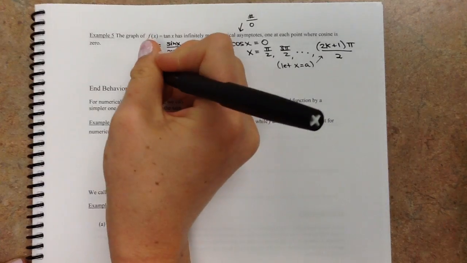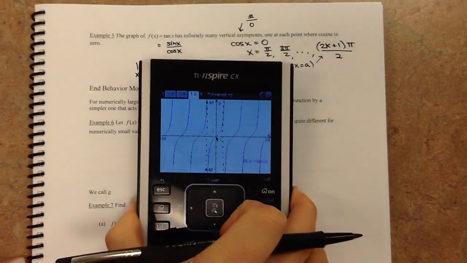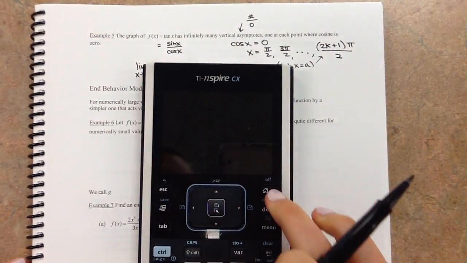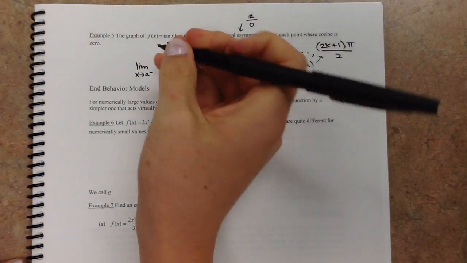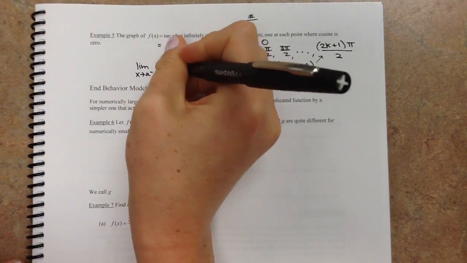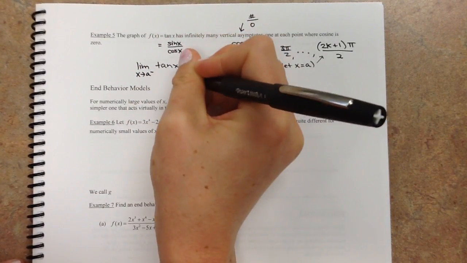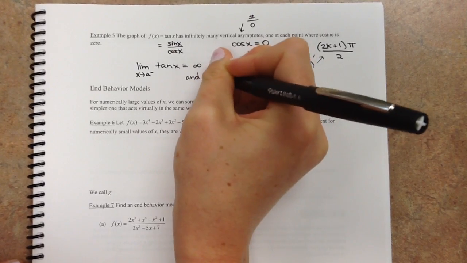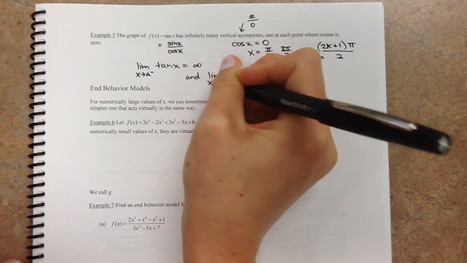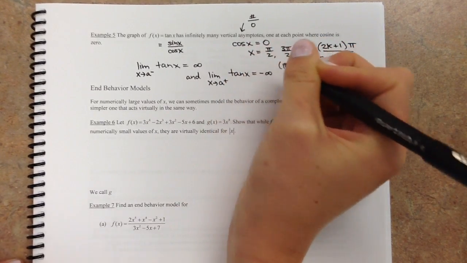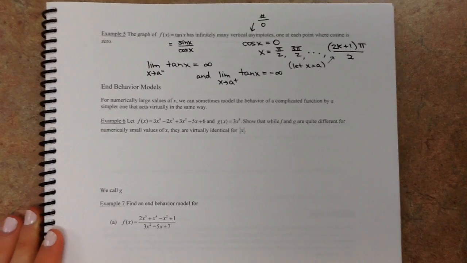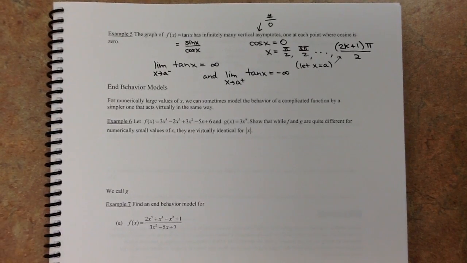So the limit as you approach from the left, like we said, if we're coming in from the left-hand side, they go up to positive infinity. And if you come into any one of those asymptotes from the right, your graph is going to negative infinity. And because sine, cosine, and tangent are periodic functions, that pattern is going to repeat over and over and over again, an infinite number of times.